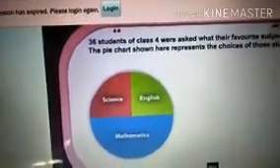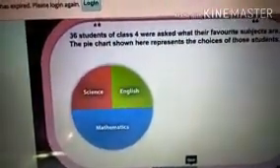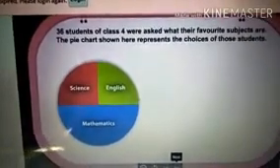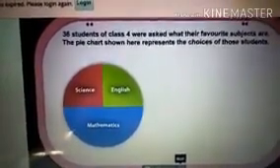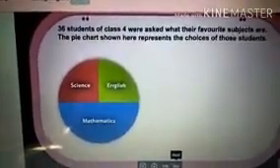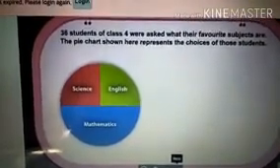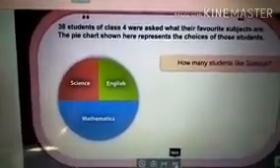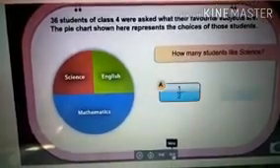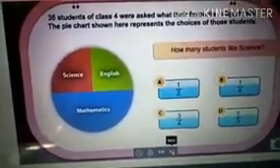Students of class 4 were asked what their favorite subjects are. The pie chart shown here represents the choices of those students. Can you tell how many students like science? Pick the correct option.